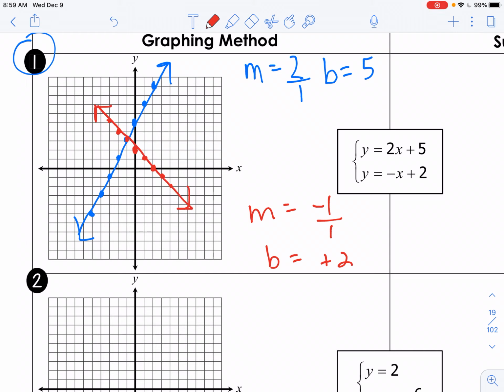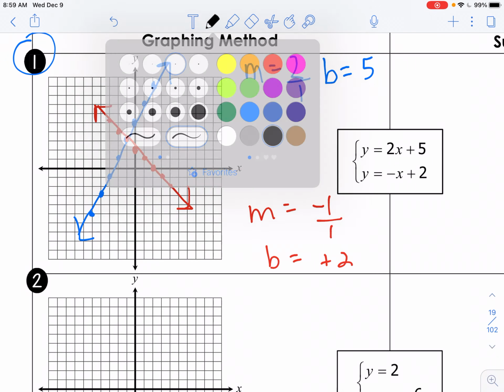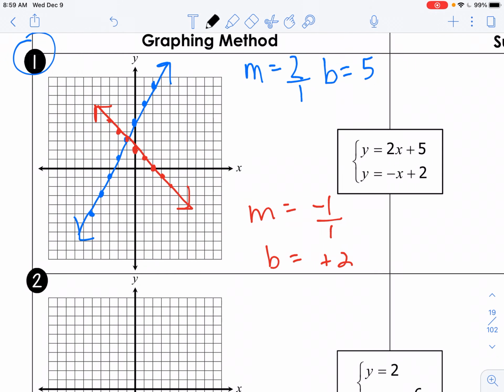And remember, your solution is where they intersect. What is the ordered pair? Well, our intersection point is right here. So that would be negative 1, 3. And that's our solution.